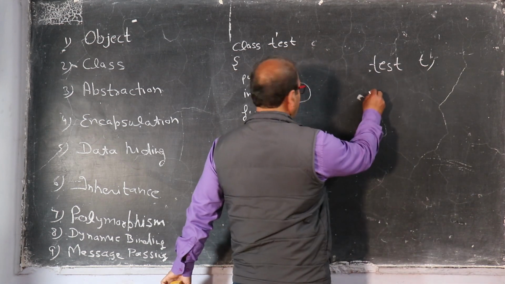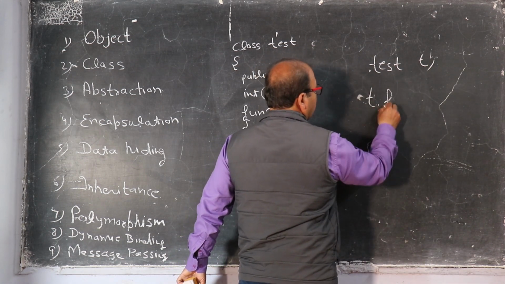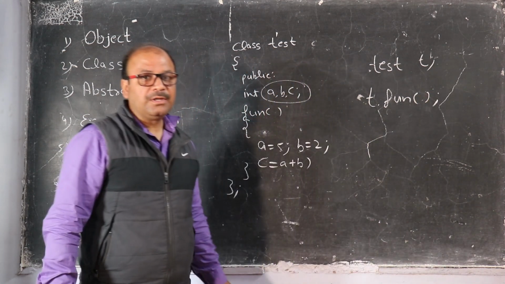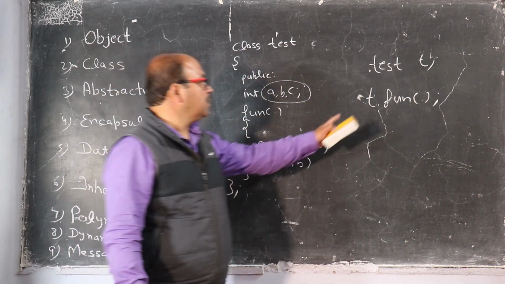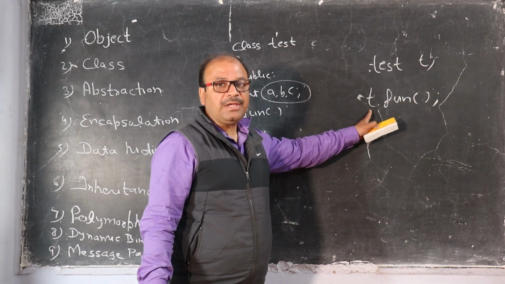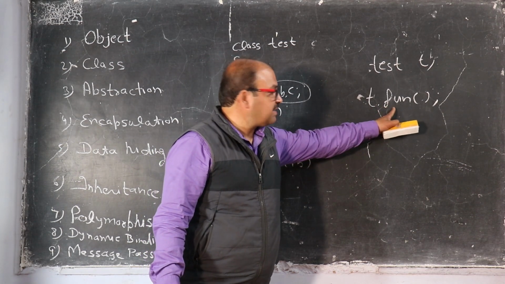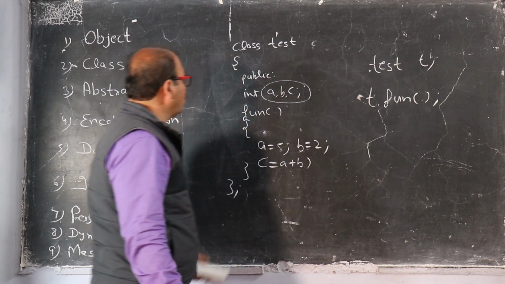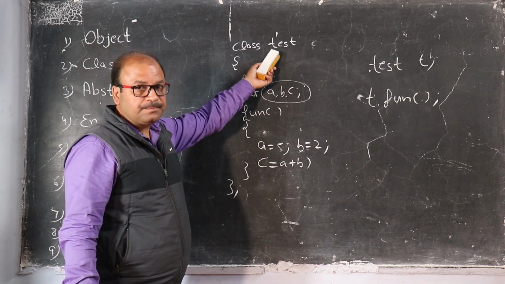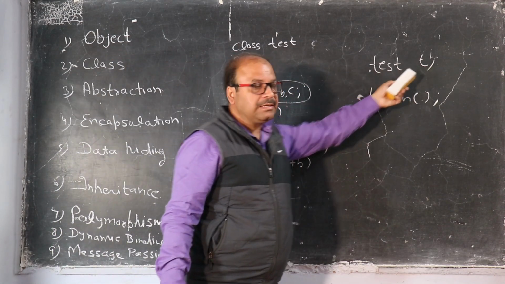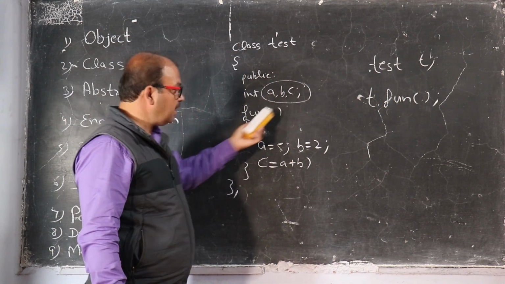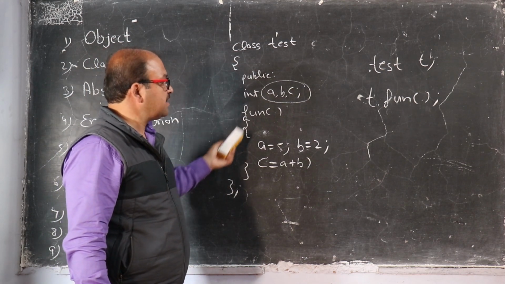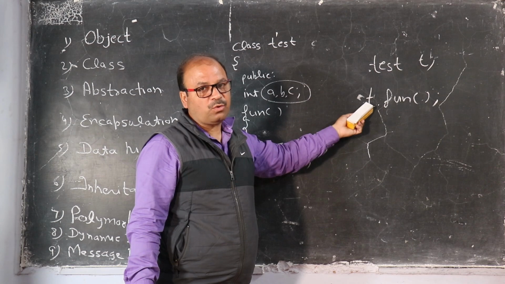Likewise, if I am accessing the function fun, I have to use the object T to access the function fun, right? So this is the class, this is the object, these are the data members, and this is the member function. The member function we can access through the object of the class.